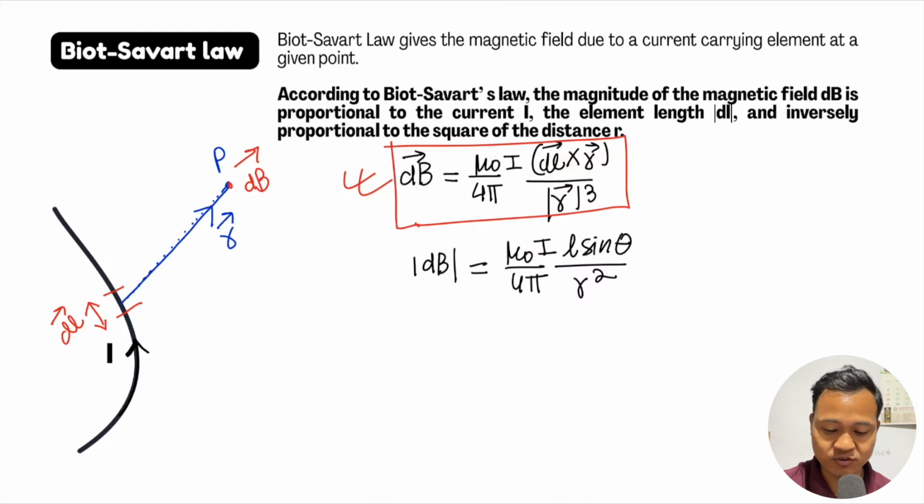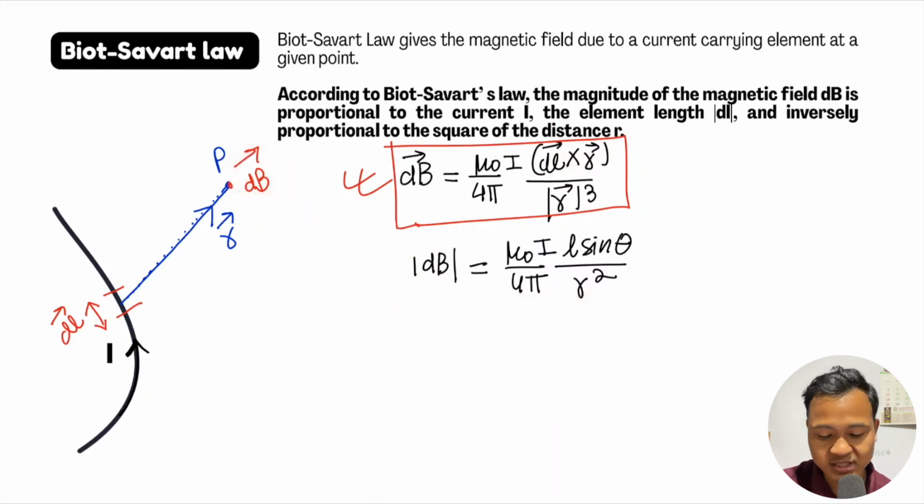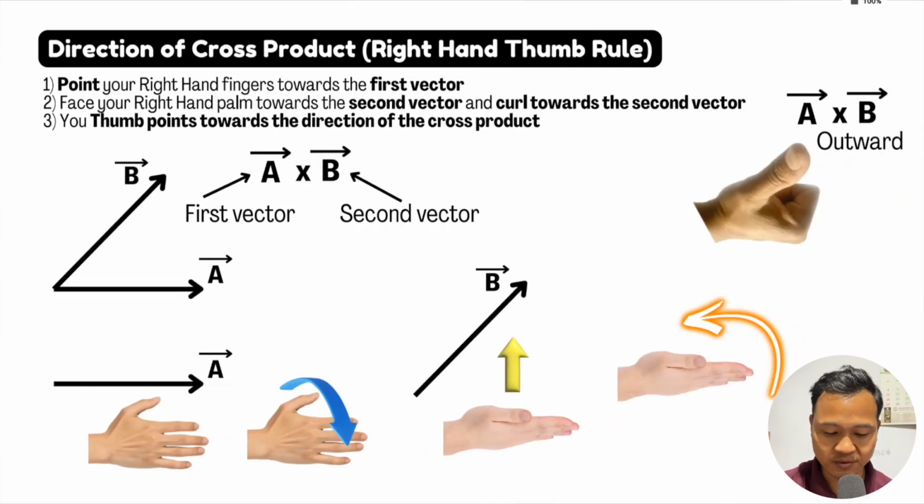In this formula you will see a cross product, which means finding the direction of the magnetic field is very, very important. We need the magnitude, and also the direction of the magnetic field. For the cross product, the basic maths uses the right hand thumb rule to find the direction.